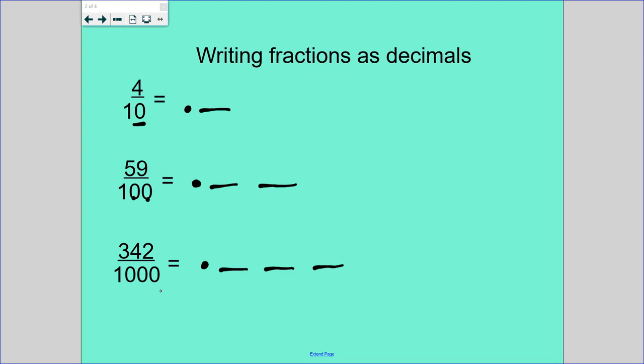All right, so let's take a look then at the first one. It says 4/10. 4 is my top number, so I'm going to put that 4 right after that decimal point. It's in the tenths place, so it is 4 tenths. We would write that as 4/10.